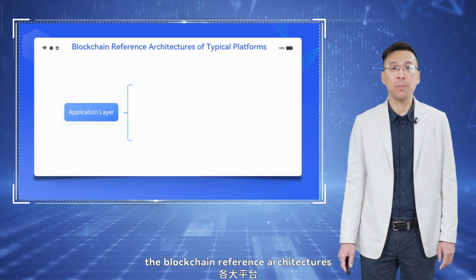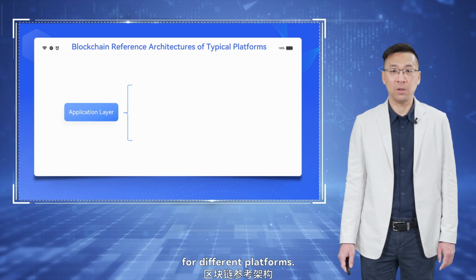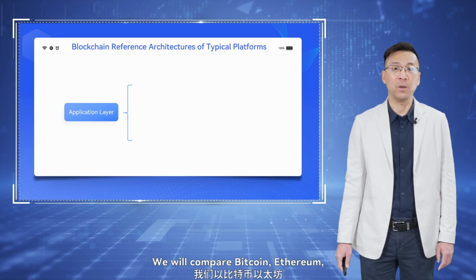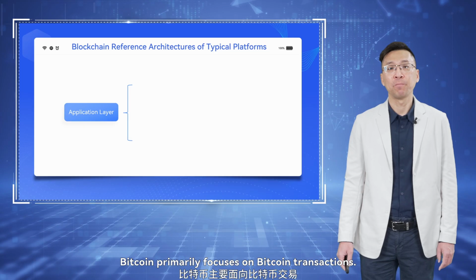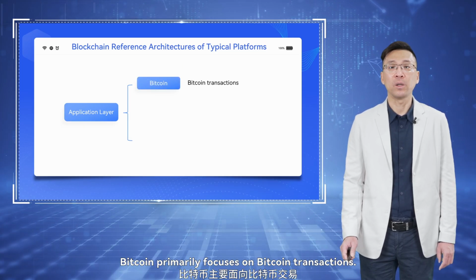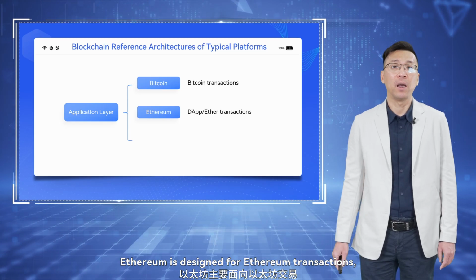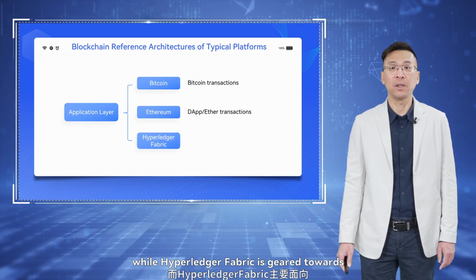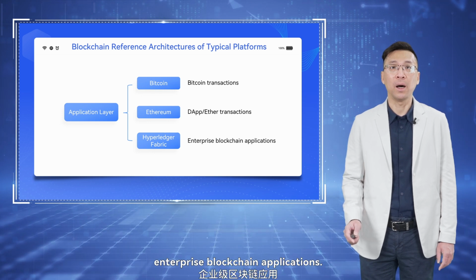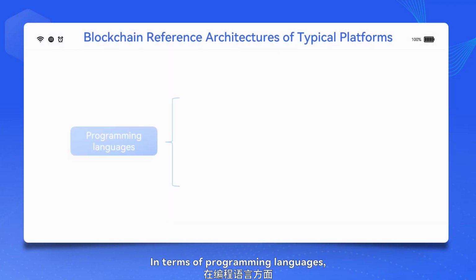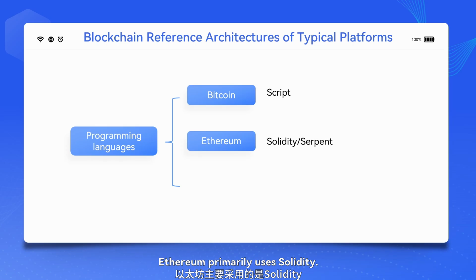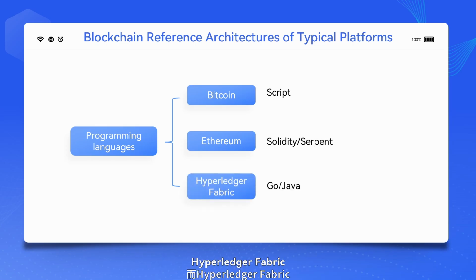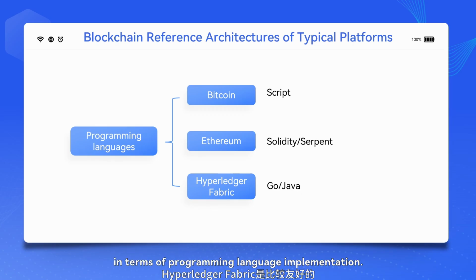Let's now focus on the blockchain reference architectures for different platforms. We will compare Bitcoin, Ethereum, and Hyperledger Fabric as examples. At the application layer, Bitcoin primarily focuses on Bitcoin transactions. Ethereum is designed for Ethereum transactions, while Hyperledger Fabric is geared towards enterprise blockchain applications. In terms of programming languages, Bitcoin mainly uses Script. Ethereum primarily uses Solidity. Hyperledger Fabric mainly uses Go and Java languages, making it more friendly in terms of programming language implementation.